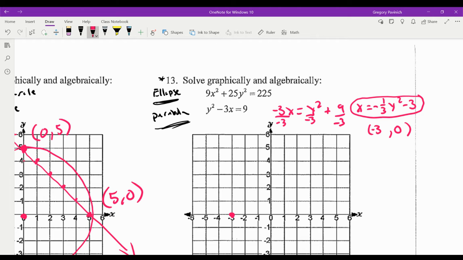So this one is opening to what? It's negative, right? Did I do that right? Oh, I forgot to subtract it over here. So it'd be a positive. So it's going to open to the right.